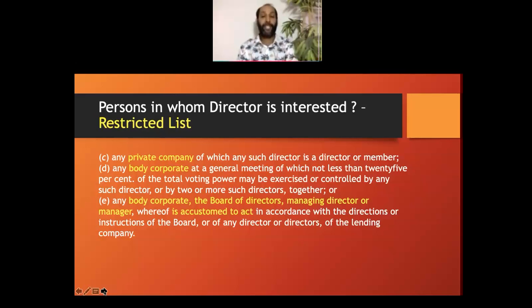I told you, the second category is called the restricted list. That means there are some restrictions, but you can give. What are the restrictions? Point number one is you have to pass a special resolution at a general meeting. Point number two, the general meeting notice should have an explanatory statement attached that discloses the full particulars of the transaction. And third, the loan should be utilized by the borrowing company for its principal business activity. So friends, by satisfying these three conditions, the restricted list persons, those persons in whom a director is interested, we can provide loan.